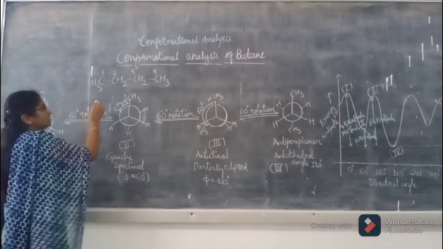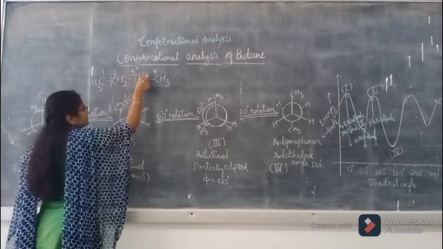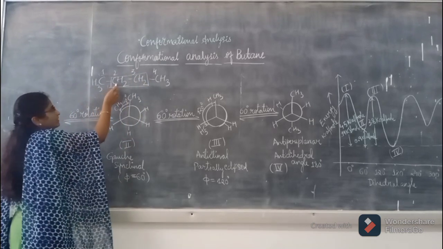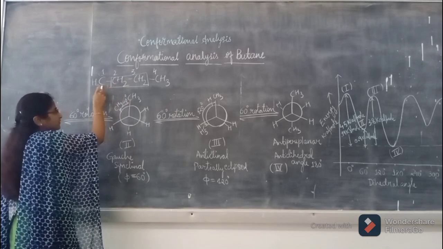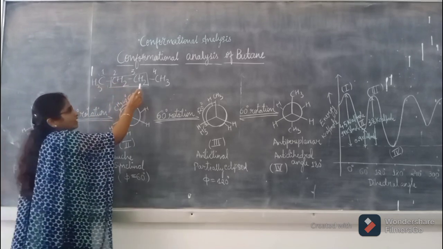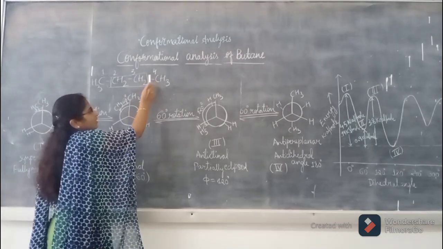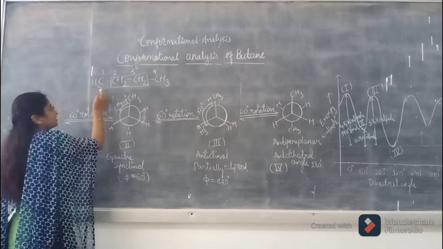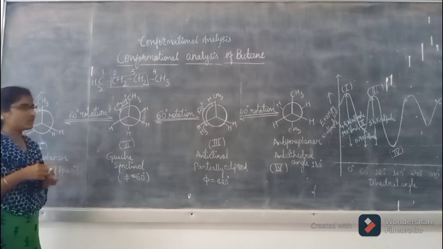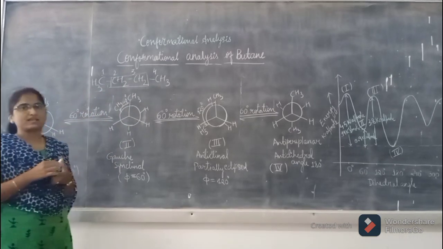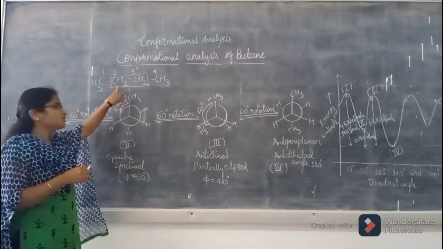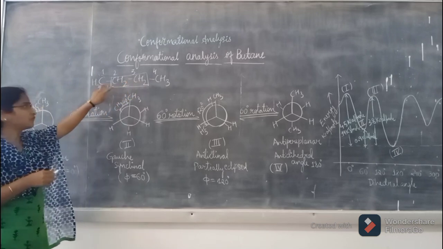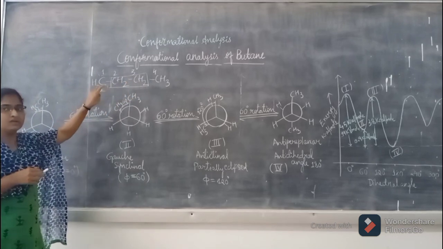Here we are taking these 2 carbon atoms as the front carbon atom and back carbon atom. The front carbon atom is bonded to 2 hydrogens and 1 methyl group, whereas the back carbon atom is also bonded to 2 hydrogen atoms and 1 methyl group. We are considering the methyl groups as the substituents for the front and back carbon atoms. So for this molecule you have to write the conformations.